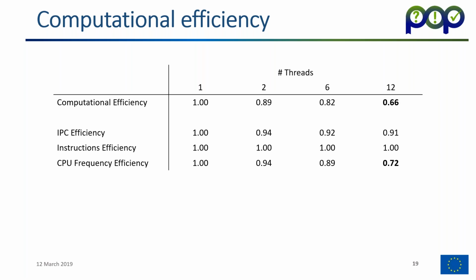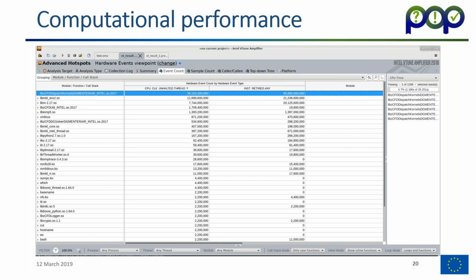Again, I'll just talk very briefly about how we got these numbers out of VTune. For the first 2 metrics, the IPC metric and the instructions metric, we can look again at the advanced hotspots analysis. In this case, we're looking at the hardware events viewpoint. This is just a report from the performance counters on the CPU, with raw figures for the number of clock cycles taken and the number of instructions retired. So here we're looking at the hardware events viewpoint, whereas before we were looking at the HPC viewpoint.